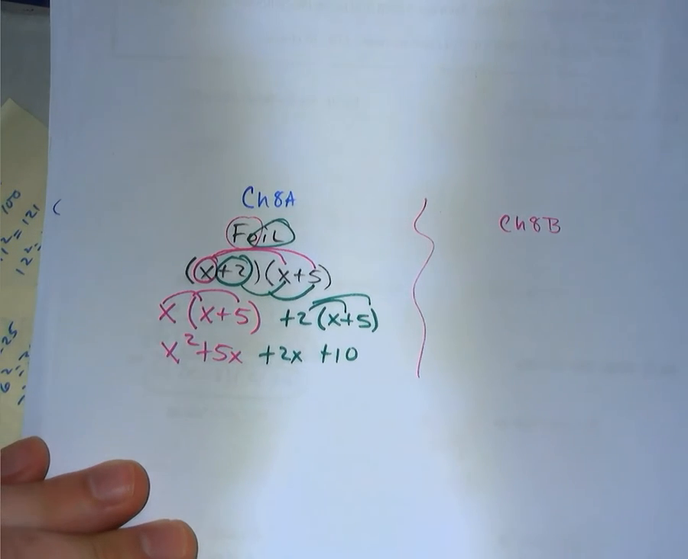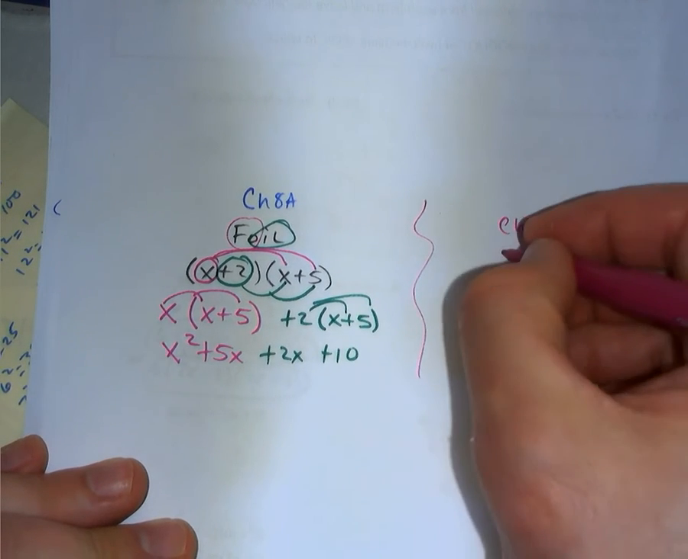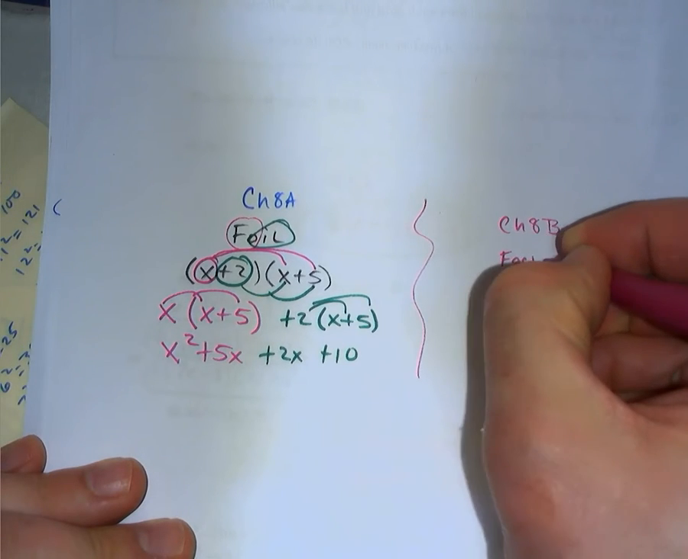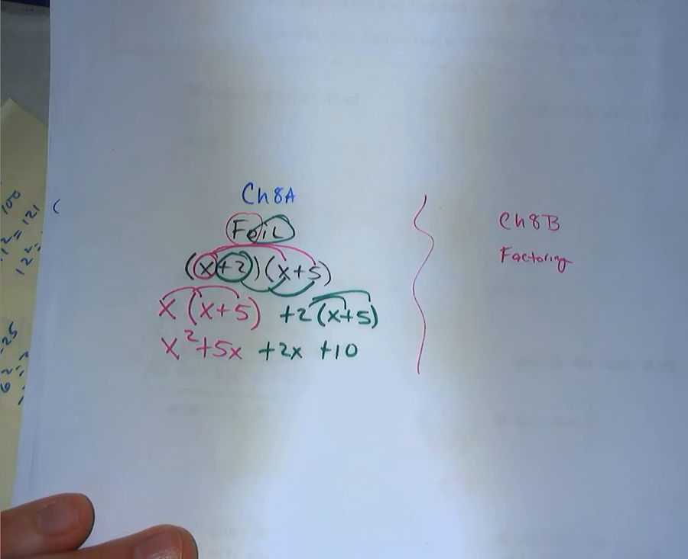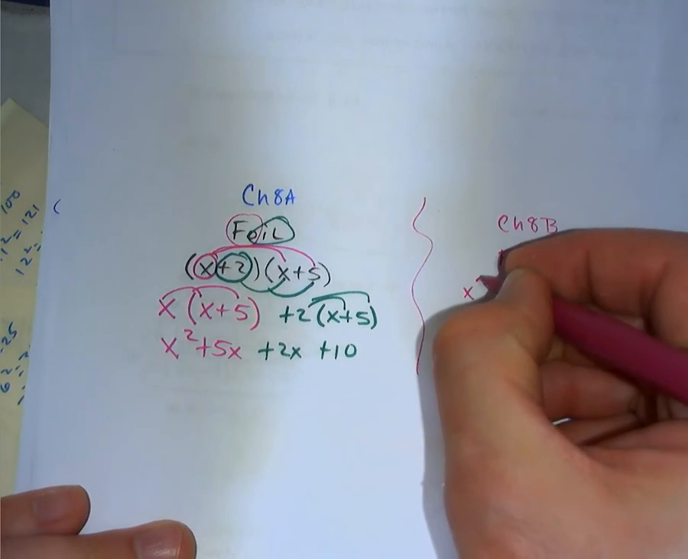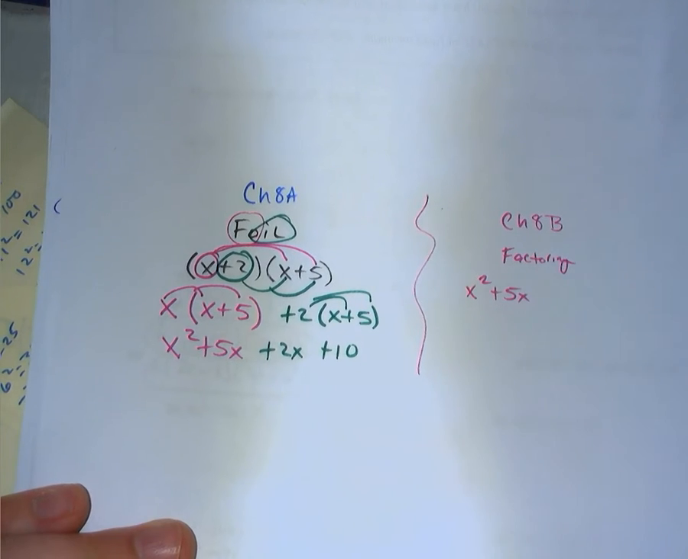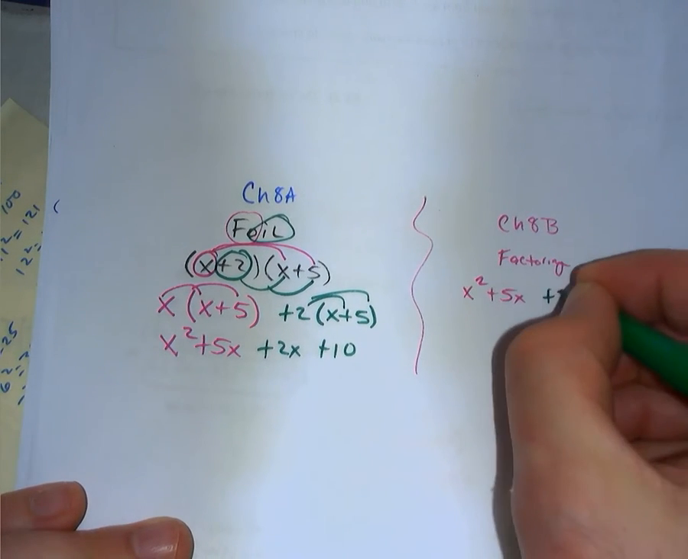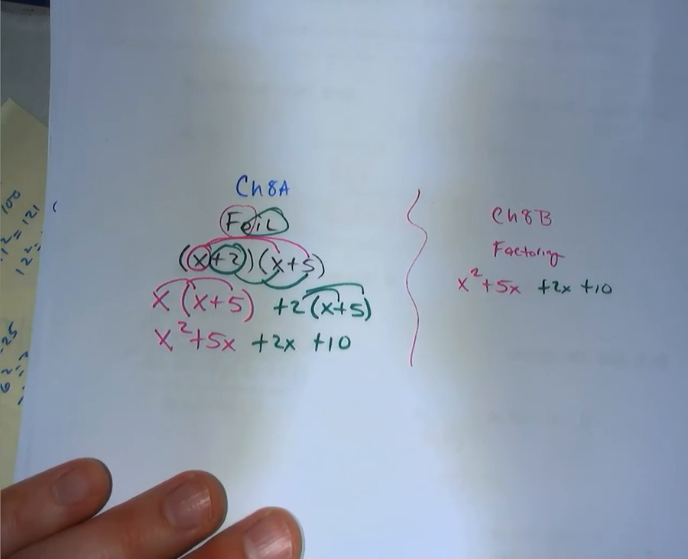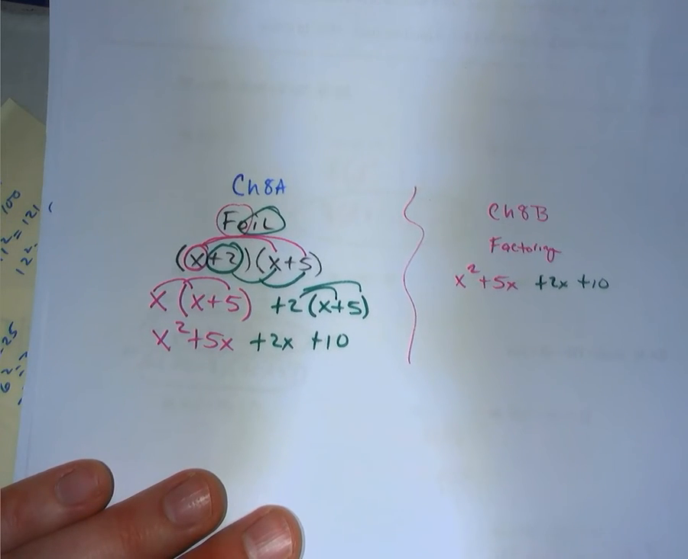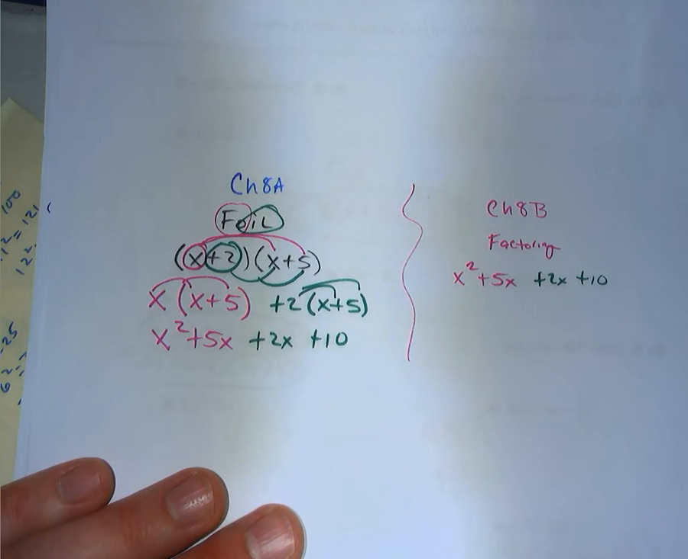Well, now we're going to do chapter 8B, which we're factoring. Okay? And essentially we're going in the opposite order. You're going to have this x squared plus 5x, and you're going to have this 2x plus 10, and we want to factor that polynomial with 4 terms. So what we do is we group.